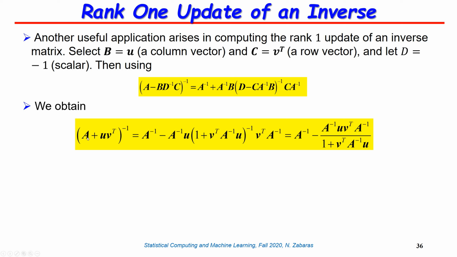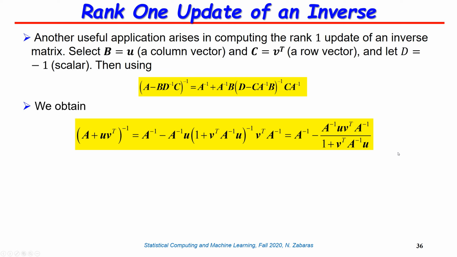So this is again an application of the Woodbury formula, where the only thing we did is use B equal to U, C equal to V transpose, where U and V are column vectors, and D to be a scalar equal to -1, and that leads to this rank 1 update of an inverse of a matrix.